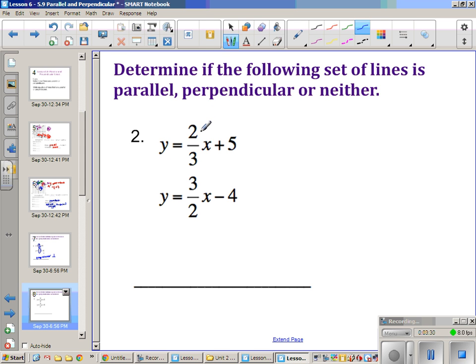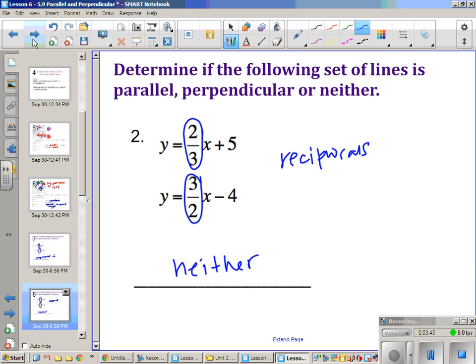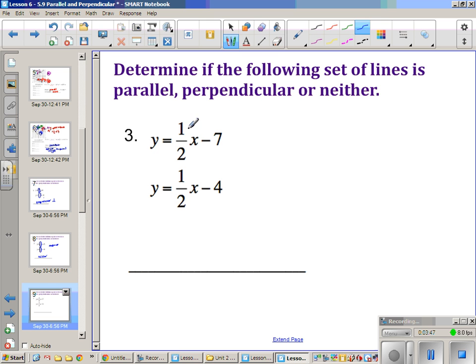Look at the next one. One slope is 2/3 and one slope is 3/2. Now they're reciprocals, but they are both positive, so this is an example of them trying to trick you. It's not perpendicular because they're not opposite signs.